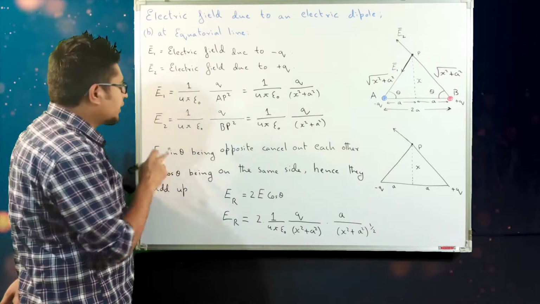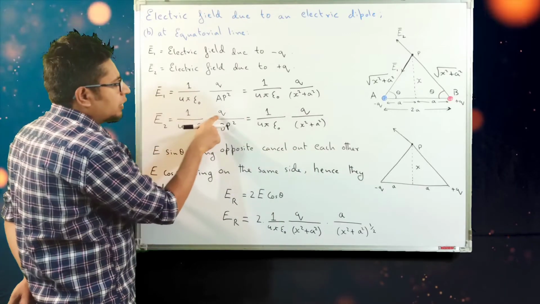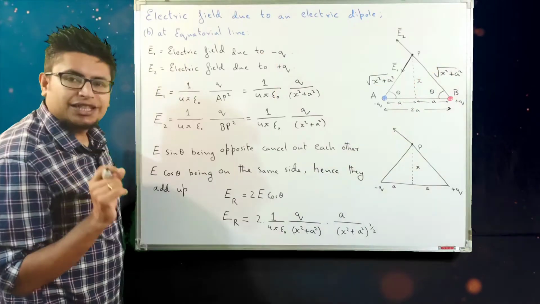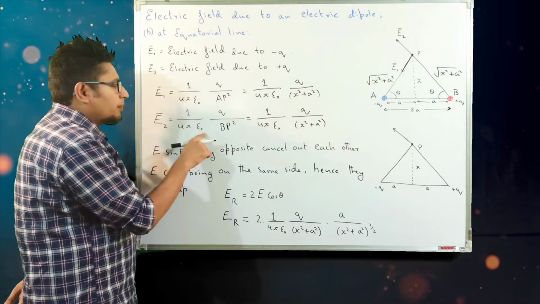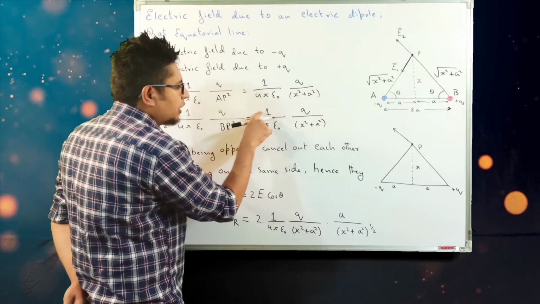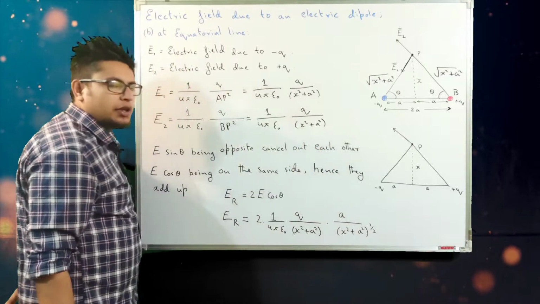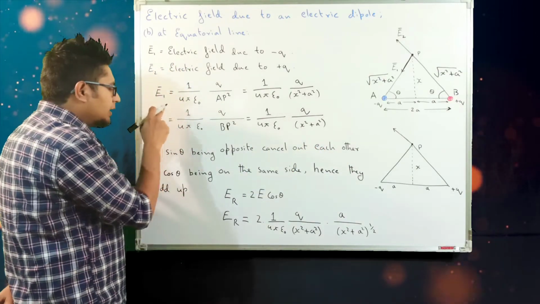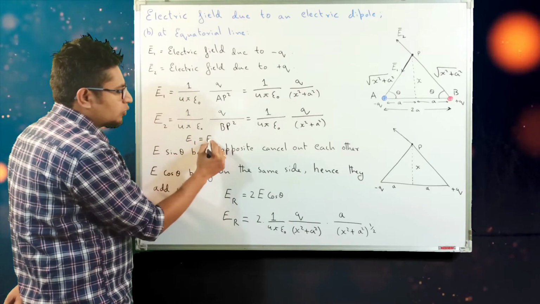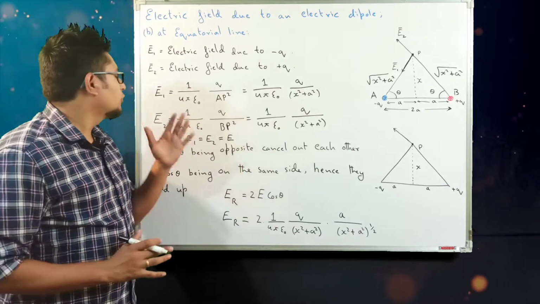The same will be the case for electric field E2, which is produced by the plus Q charge. The expression for E2 becomes 1 divided by 4 pi epsilon naught, Q divided by BP square, the distance from B to P. On substituting for BP square, it becomes 1 divided by 4 pi epsilon naught, Q divided by x square plus a square. So here you see that E1 is equal to E2, so I can take E1 and E2 as E. So I found the expression for E1 and E2.